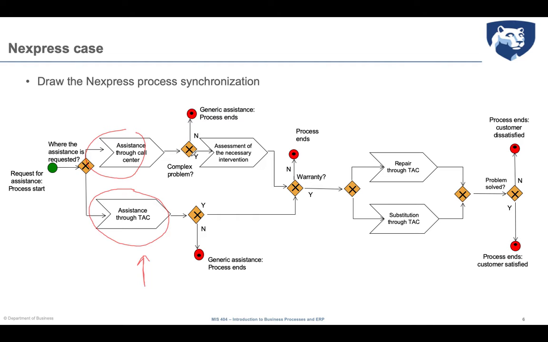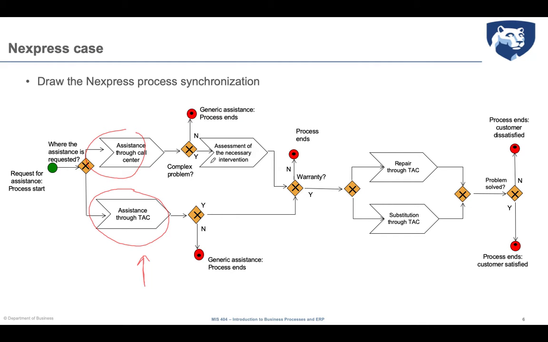If instead the problem requires further analysis, you have to go to the next step, which is the assessment of the necessary intervention by phone. Instead, if the assistance is through the TAC, there is no assessment of a necessary intervention, because the customer is already physically in the point of sales. The assessment can be done directly in this process. But of course, if generic assistance is needed, the customer's request is solved very quickly and the process ends.